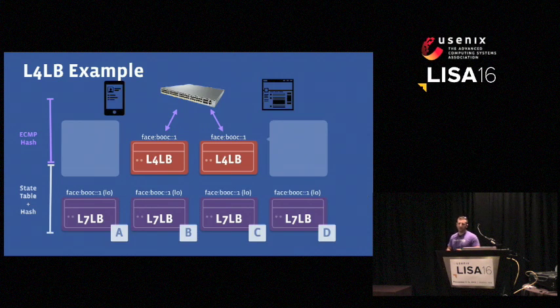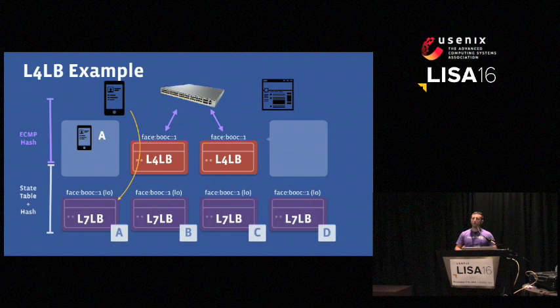So we're going to walk through an example of what this actually looks like when the request is coming in. We have a client, a phone, using Facebook. The request comes in. We'll just skip the router part for now. We'll assume that it gets sent to the L4 load balancer. So the request comes in. It does a consistent hash on the 4-tuple, and then it gets consistently hashed to one of these L7 load balancers.